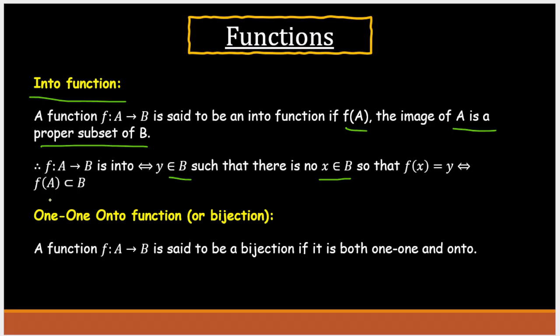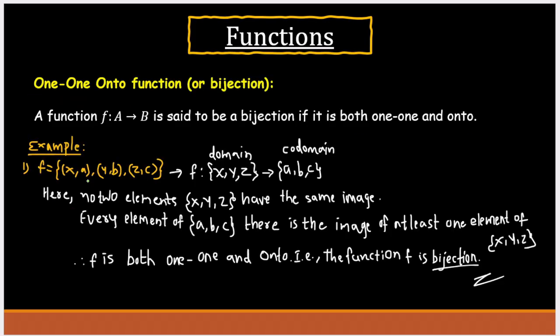That is, if and only if f of A is a subset of B. A function f: A to B is said to be a bijection if it is both one-one and onto. Let's see an example.